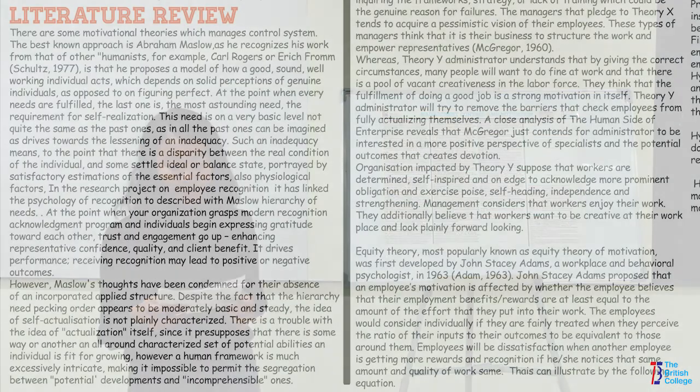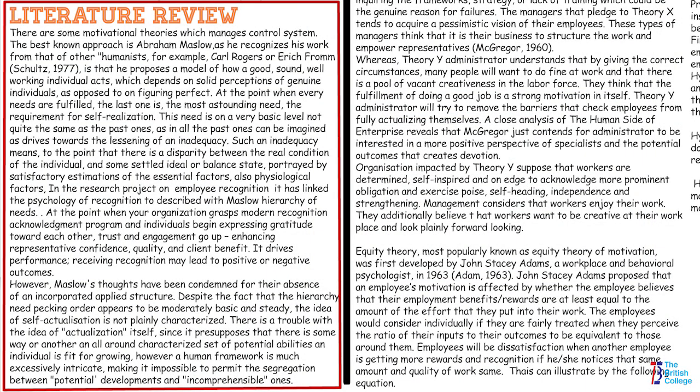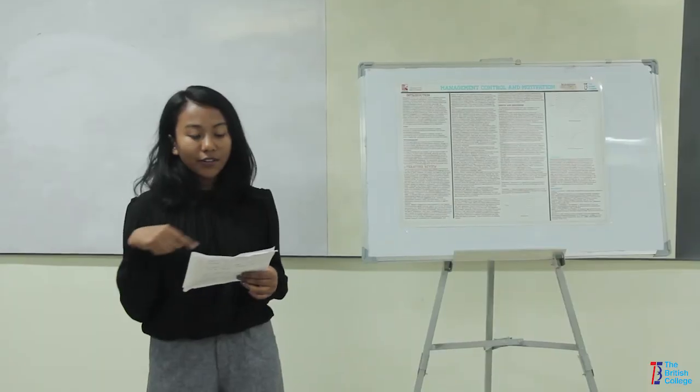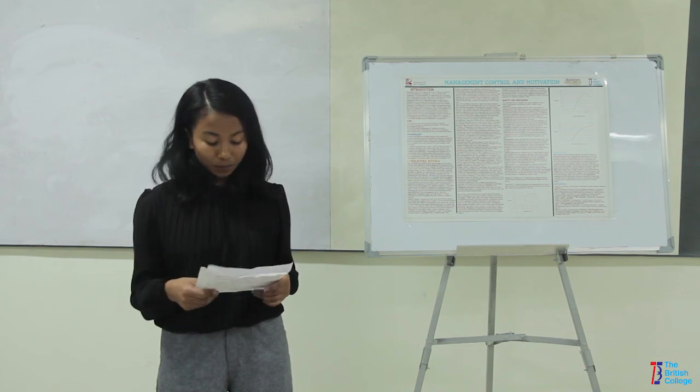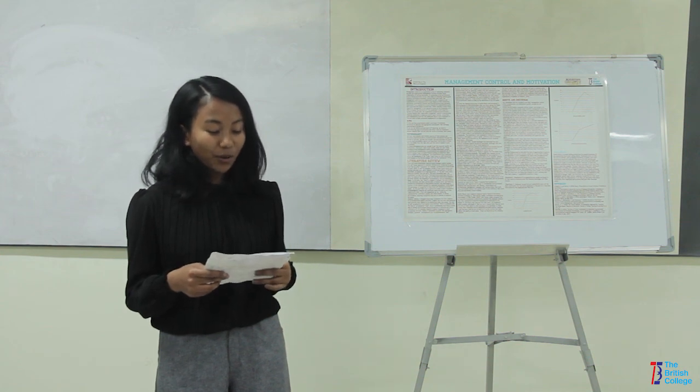Maslow's hierarchy of needs theory is one of the popular theories that suggests humans are motivated to satisfy 5 basic needs. Maslow represented this theory as a hierarchical triangle. This shows how basic needs must be met to get to the other needs. However, despite the fact, the hierarchy of needs appears to be moderately basic, and the idea of self-actualization is not characterized properly.